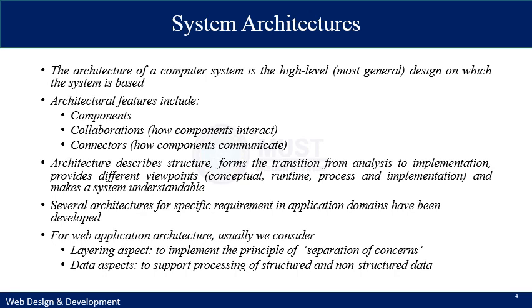Let's define what a system architecture is. The architecture of a computer system is a high level, most general design on which the system is based. Architectural features include components, collaboration, and connectors. Components are actually parts of your application. Collaboration means how these components interact with each other, and connectors show how components communicate with one another.